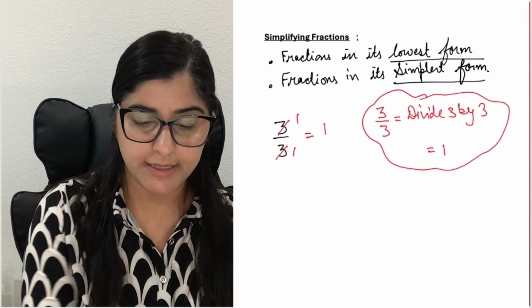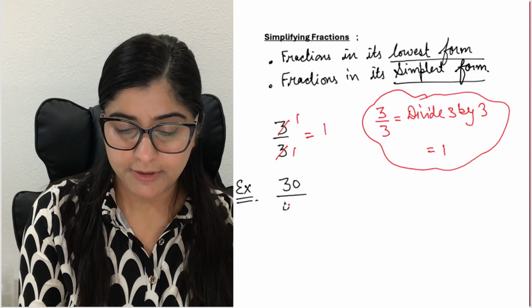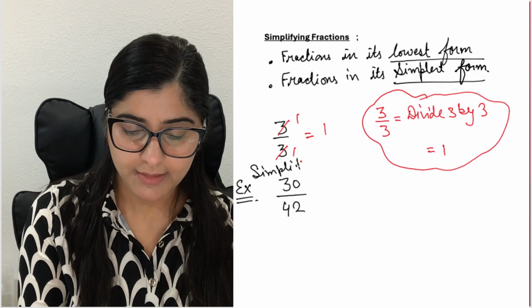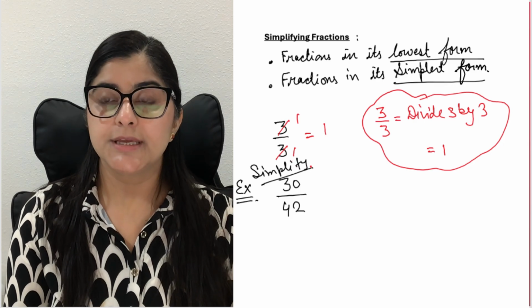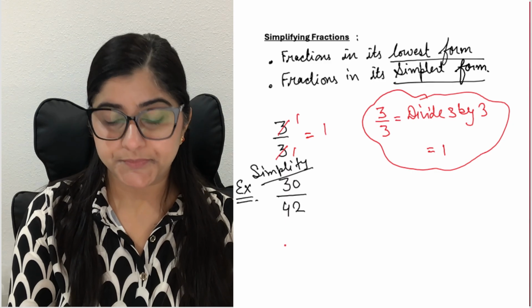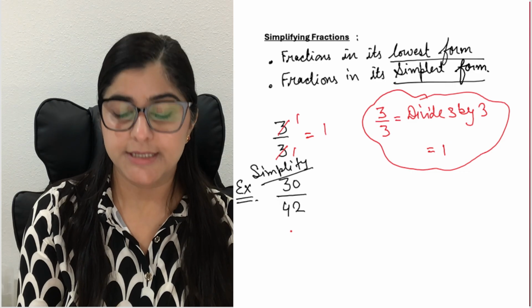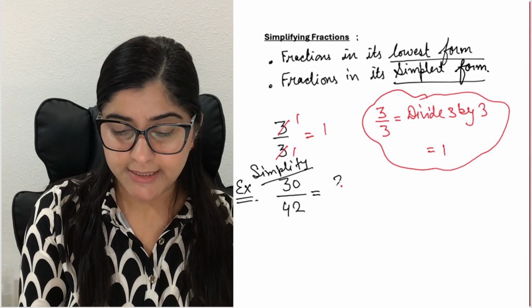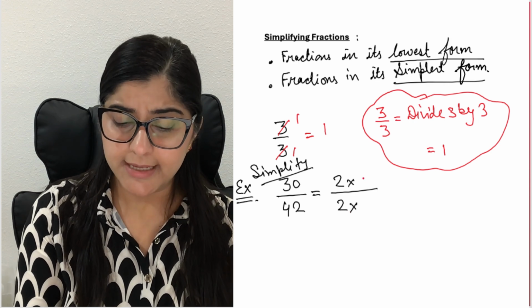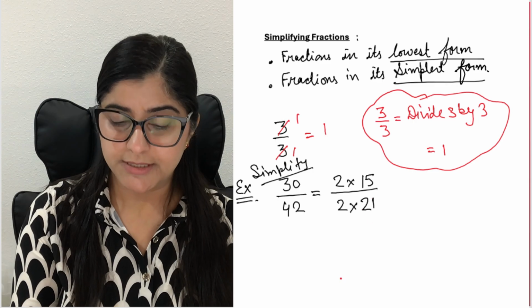Let's do one example here. 30 divided by 42. Our question is to simplify this fraction. First we have to see, is there any common factor between 30 and 42? First we see that both are even, so 2 will be a factor of both 30 and 42. So try to write both the numerator and denominator as a multiple of 2. 30 can be written as 2 times 15 and 42 can be written as 2 times 21.